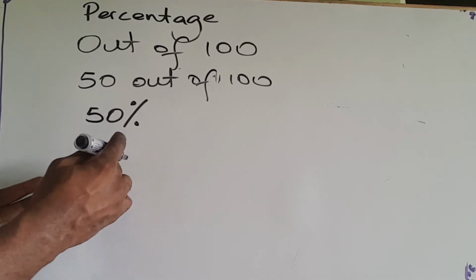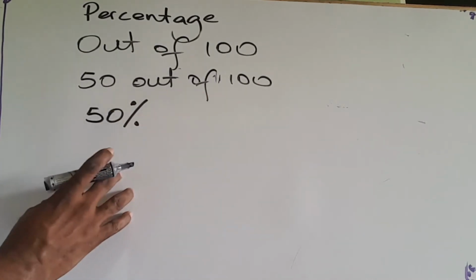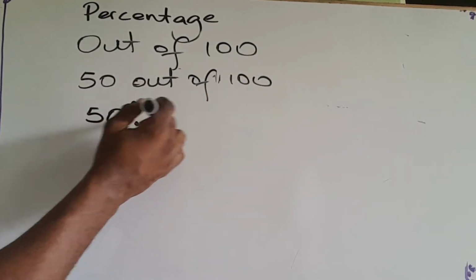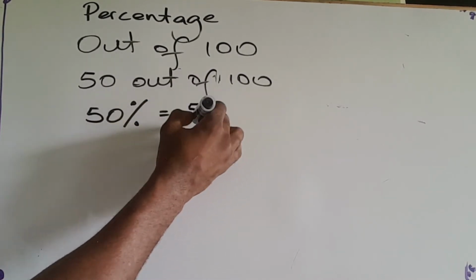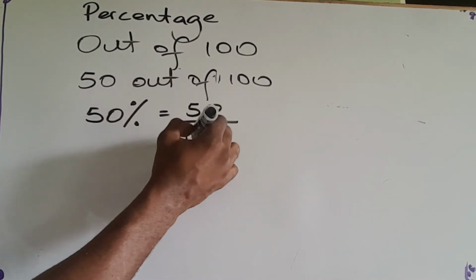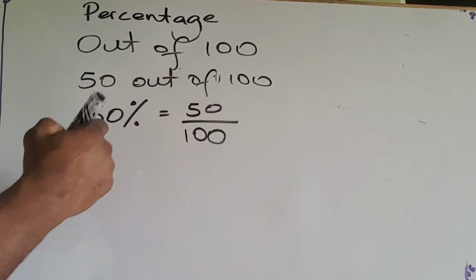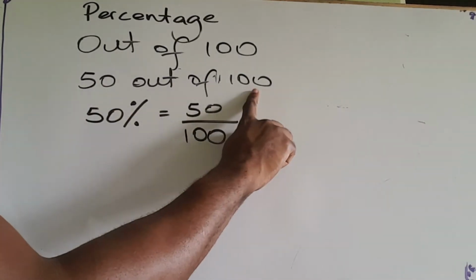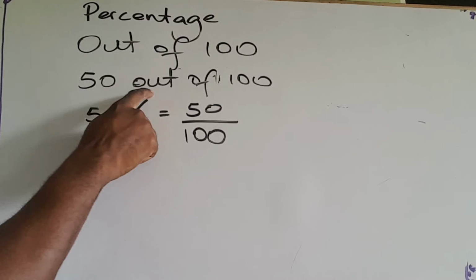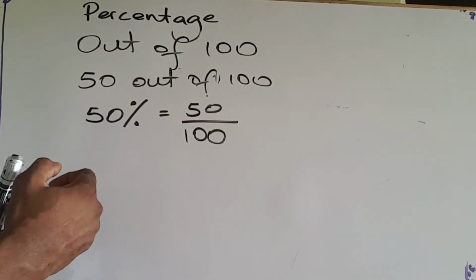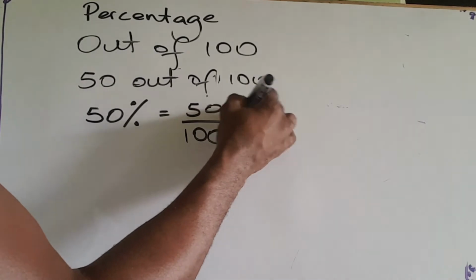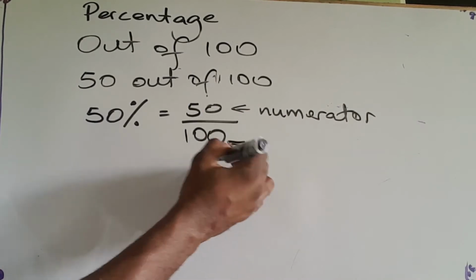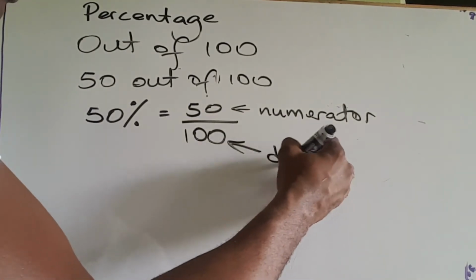Now, we can write percentages as fractions. For example, we know that this 50 out of 100 really means 50 as the numerator and 100 as the denominator. So, for example, I did a test. There was 100 marks. I got 50 out of 100. I could represent that as a fraction, where the 50 is my numerator and the 100 is my denominator.